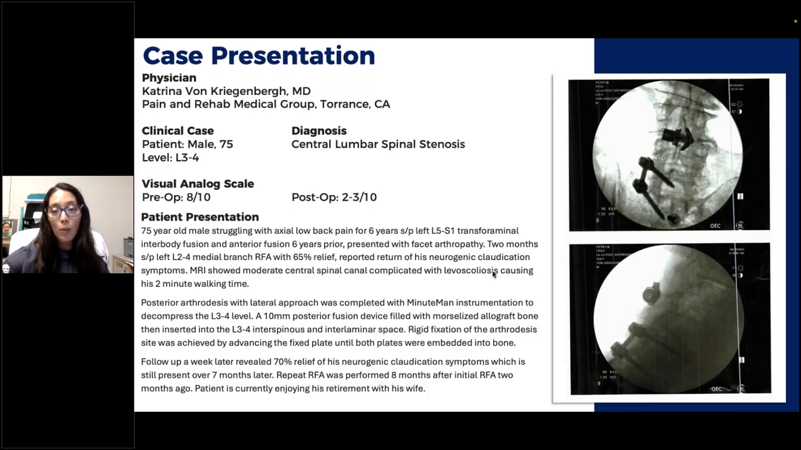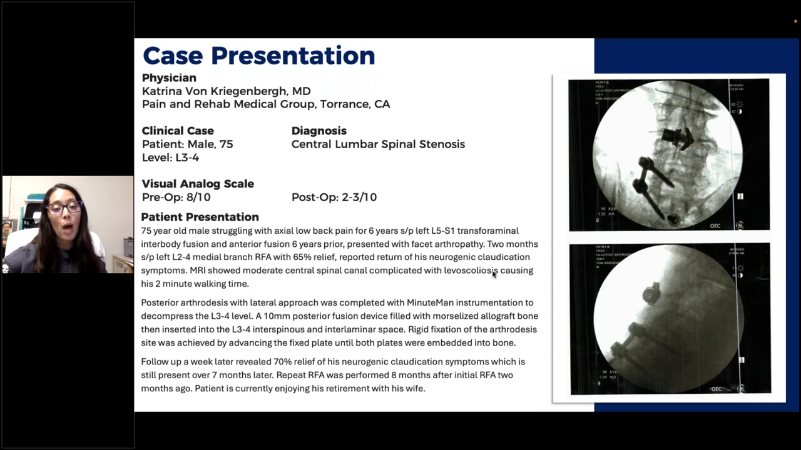Along with his physical exam, there was some facet hypertrophy. And so it was decided to do radiofrequency ablation of his medial branches at the L2, L3, and L4 levels. He did great, 65% relief. And then a couple months later, he presents, and now all of a sudden he has neurogenic claudication symptoms. He's complaining because he can't walk for more than 2 minutes, and he's getting super frustrated because he just wants to enjoy his retired life. Now he's not really complaining about back pain with twisting. Now it's just tiredness.